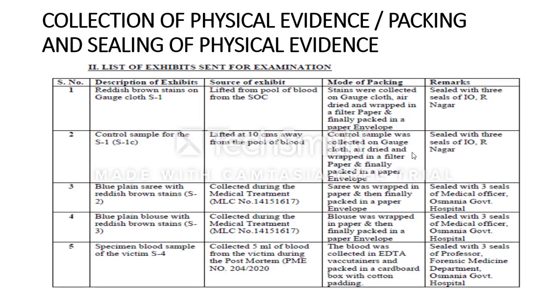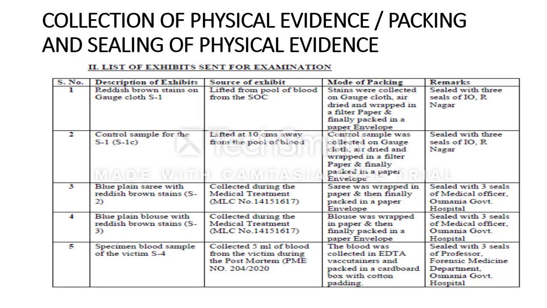the exhibits. Now, serial number 4 will be the blouse, the description of which has to be given, the color, the texture, etc. Now, that is given a serial number as S3, and again it is collected during the medical treatment. Now, since it's also a cloth item, that needs to be wrapped in paper, and then finally it has to be packed in a paper envelope. And how about the seal? It will be 3 seals, and then who is the authority? It is the medical officer, Osmania Government Hospital.